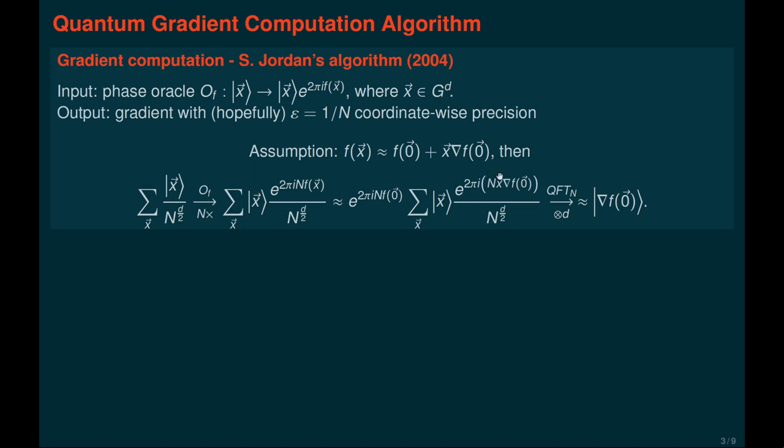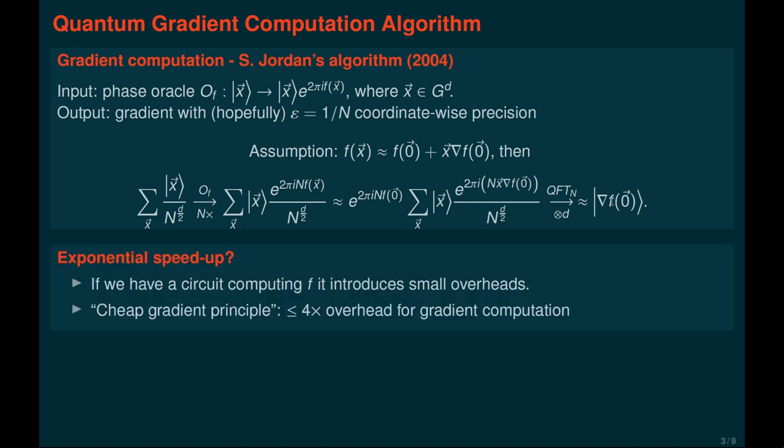But here, this linear phase, that is exactly something that we have seen before. And this is now a product state, a product of each individual coordinates and their sum. And therefore, if you are applying a quantum Fourier transform joined together in parallel in all the coordinates, so QFT over N, but D times for each coordinate, then you will approximately get back the gradient of the function. So this is Jordan's algorithm.